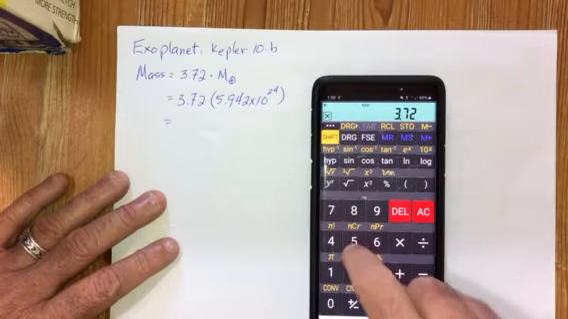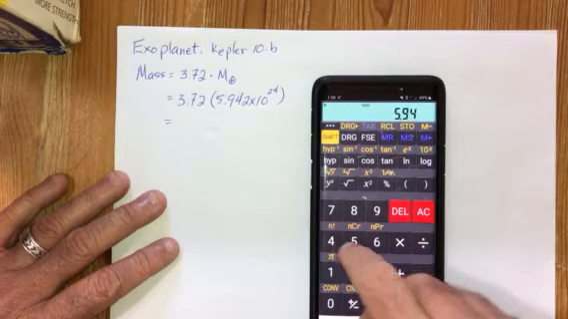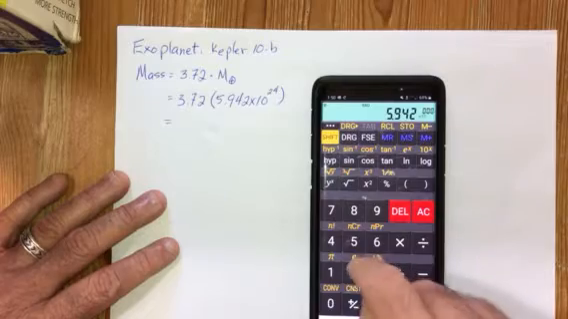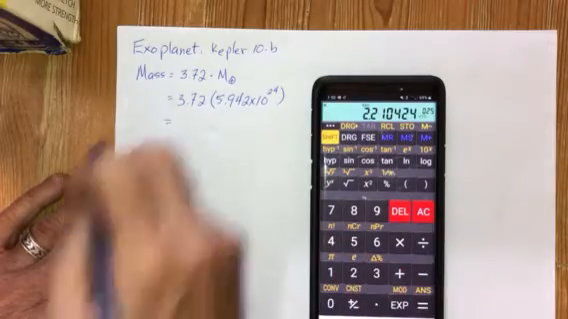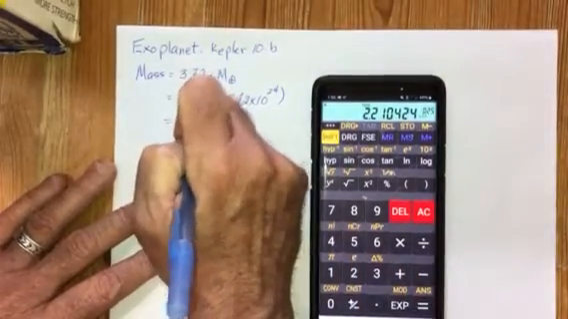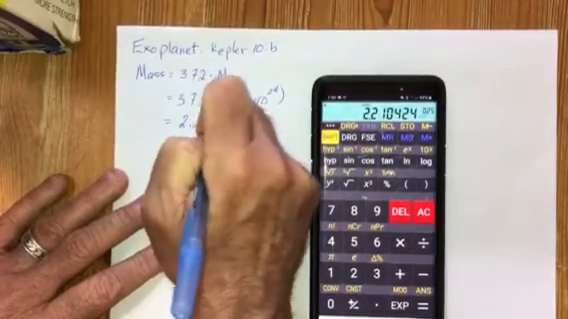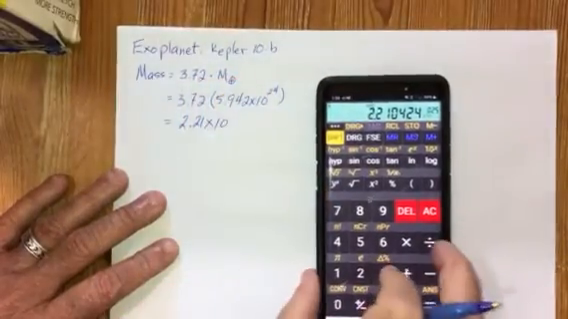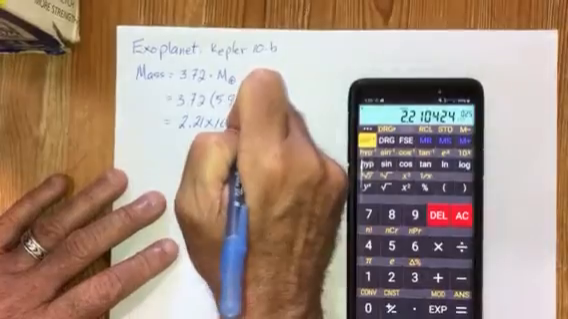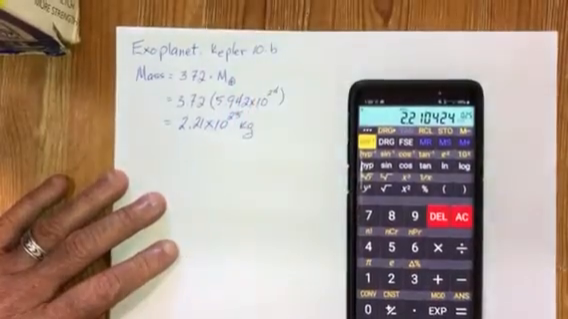3.72 times 5.942 exp24 equals 2.21 times 10 to the 25th power kilograms.